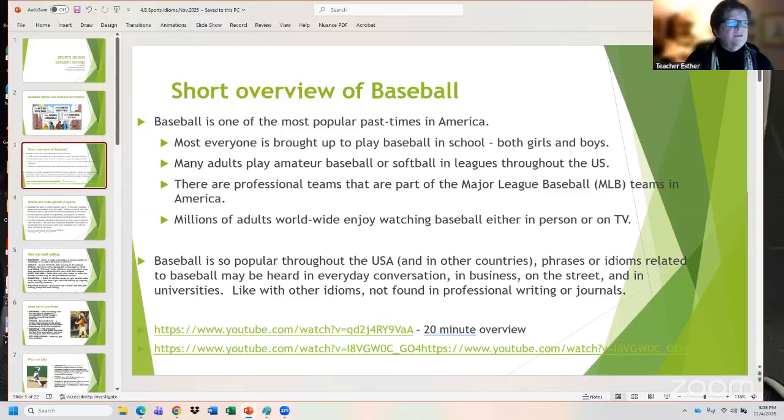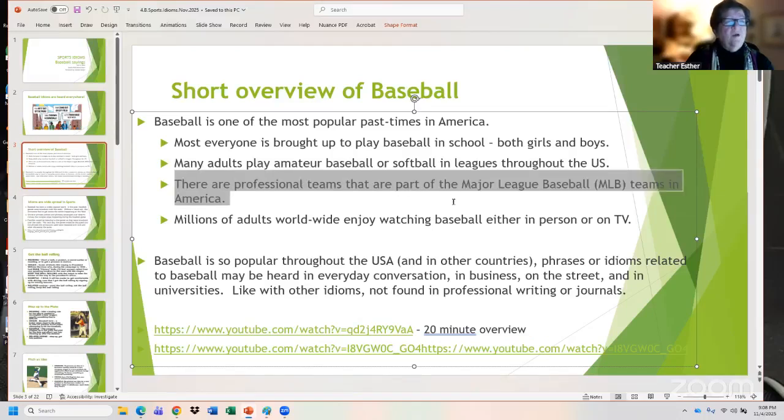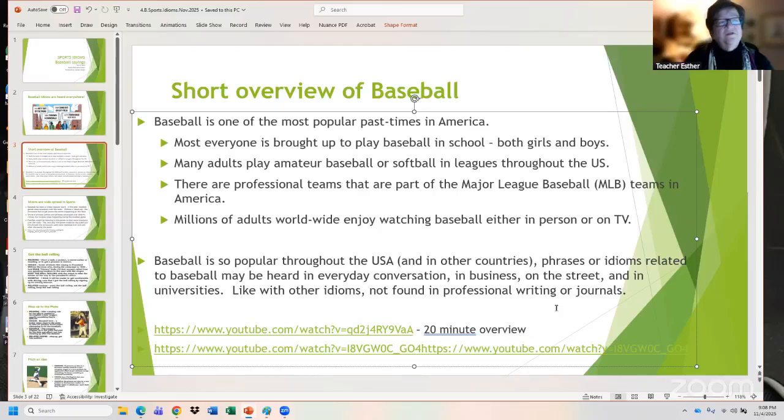Many adults, so now we're on the second here, many adults play amateur baseball or softball in leagues throughout the US. There are many professional teams that are part of the Major League Baseball teams or the league in America. And millions of adults worldwide enjoy watching baseball, either in person or on TV. Baseball is so popular throughout the US and other countries.